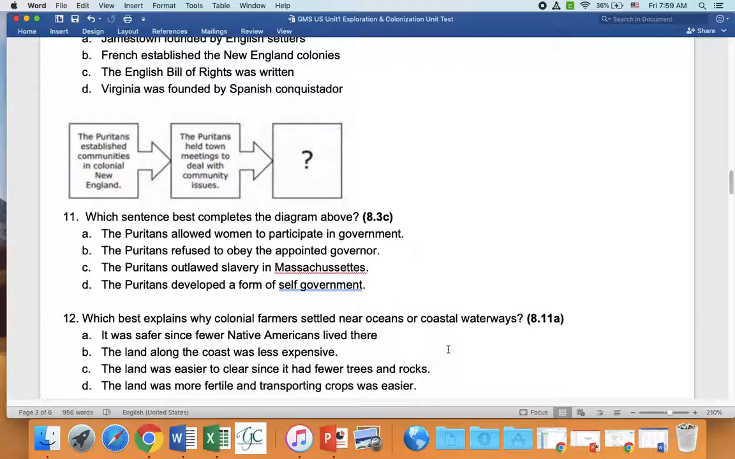A. The Puritans allowed women to participate in government. B. The Puritans refused to obey the appointed governor. C. The Puritans outlawed slavery in Massachusetts, and I spelled Massachusetts wrong. D. The Puritans developed a form of self-government.